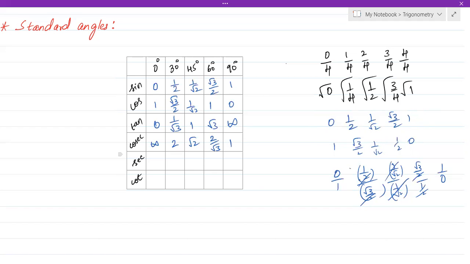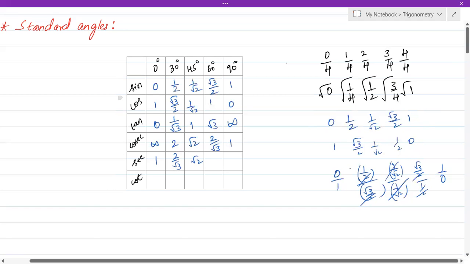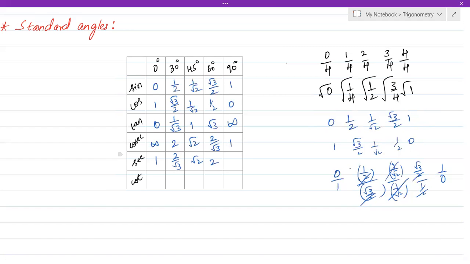Similarly, if you want secant, take the reciprocal of cos. 1 reciprocal is 1 itself. Root 3 by 2 reciprocal is 2 by root 3. 1 by root 2 reciprocal is root 2. Here I made a mistake. Here it should be 1 by 2. 1 by 2 reciprocal is 2. And 0 reciprocal is 1 by 0, which is not defined, or infinity.